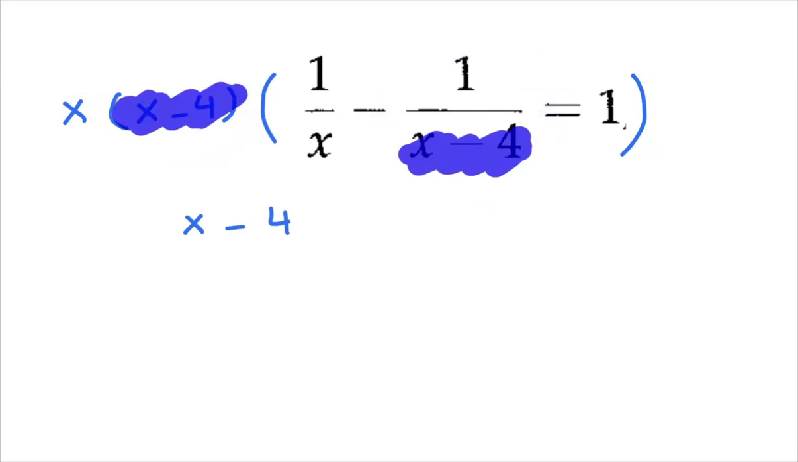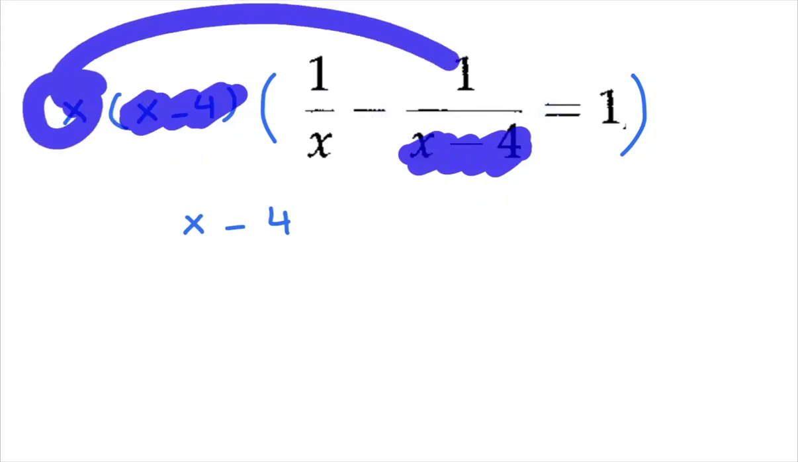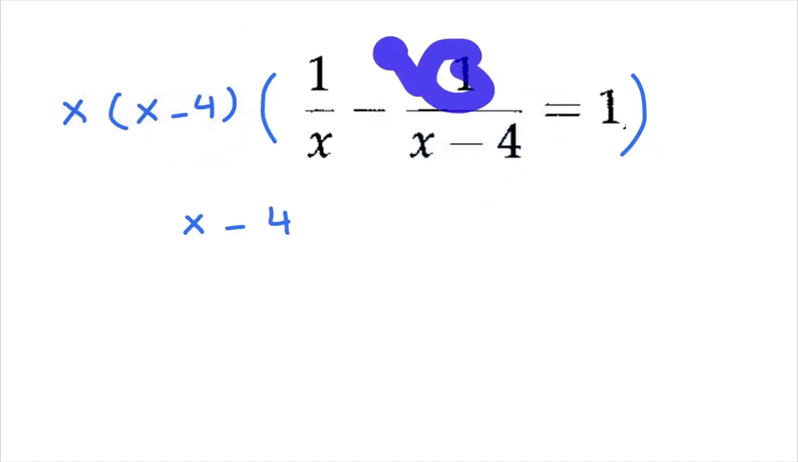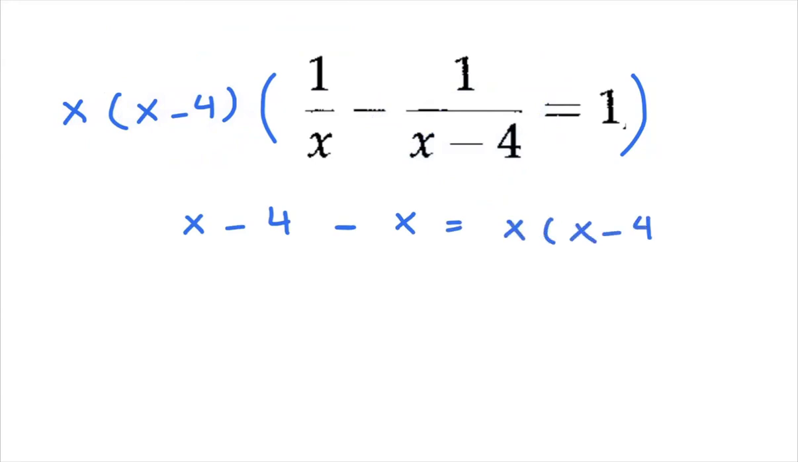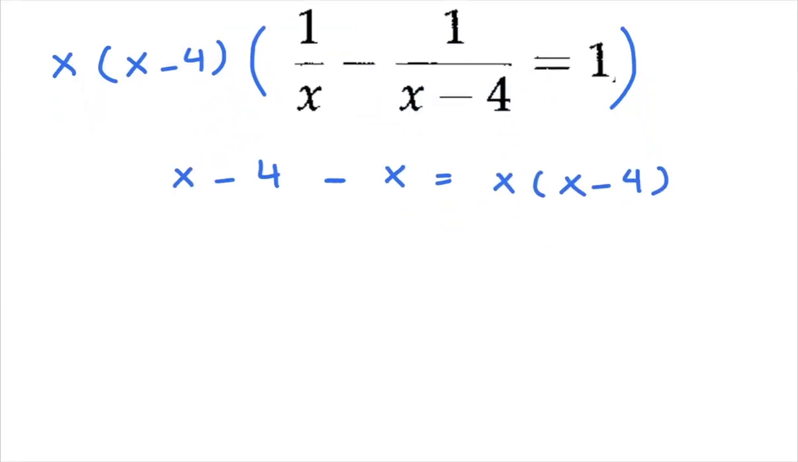And what is the leftover? The leftover is only 1, so it will be 1 multiplied by x. And here we have a negative, so it will be negative x. On the other side, we have 1 multiplied by the whole expression, which is x - 4. Can you see, guys, here we have x and here we have negative x. We can cancel both of them together, and we still have only negative 4.